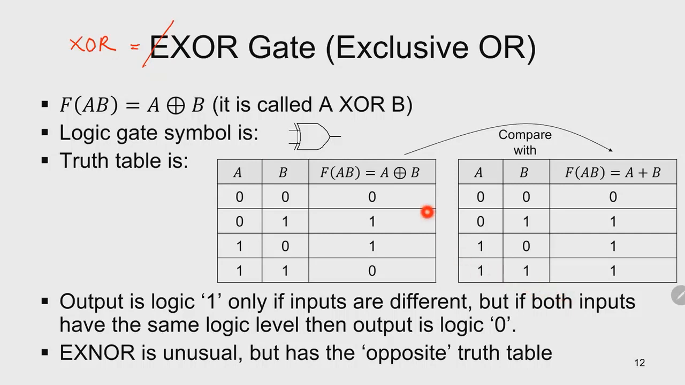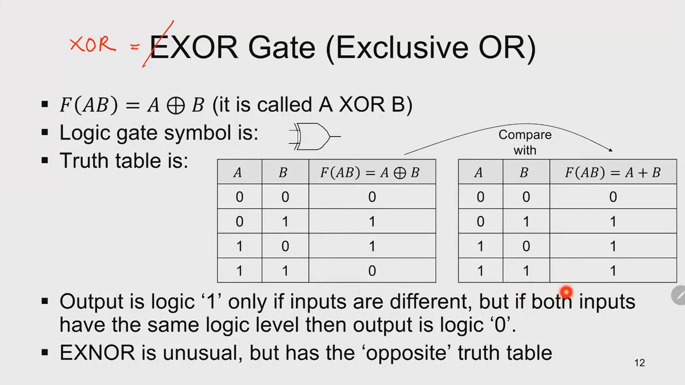And the truth table of this: when both inputs are the same, the output is 0. So it doesn't matter if it's 1 or 0. If both the inputs are the same logic, then the output will be 0 or low. When both inputs are 1, the output is low.